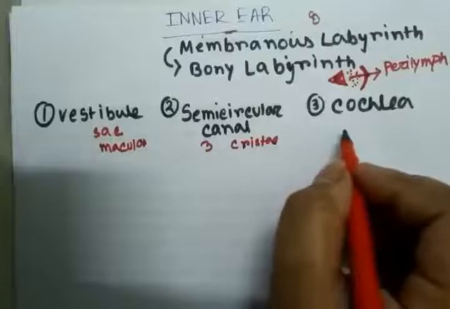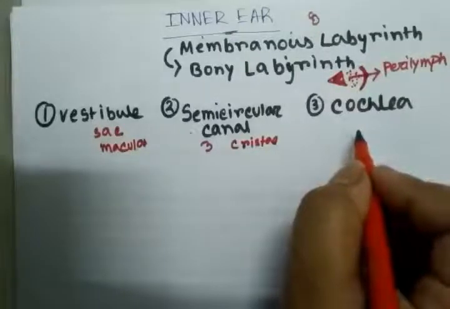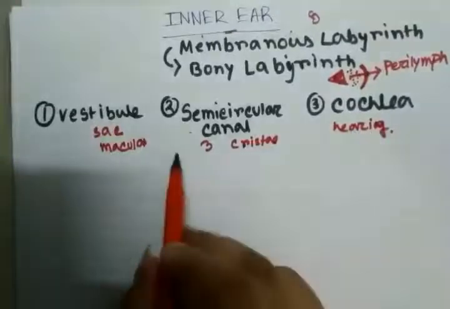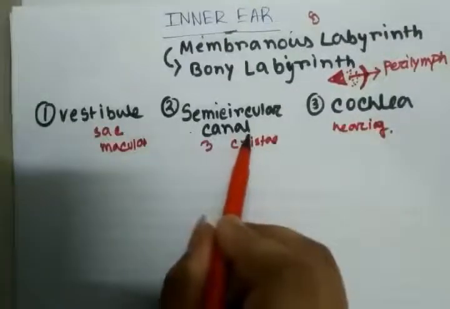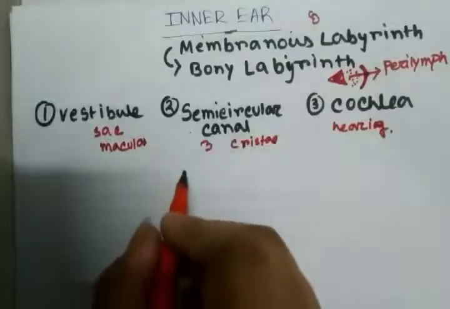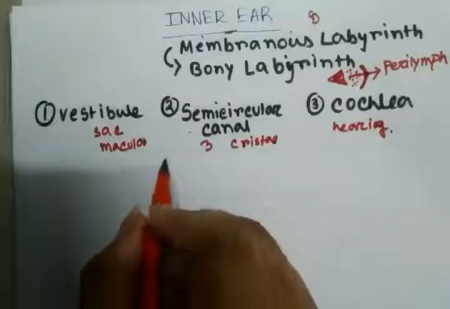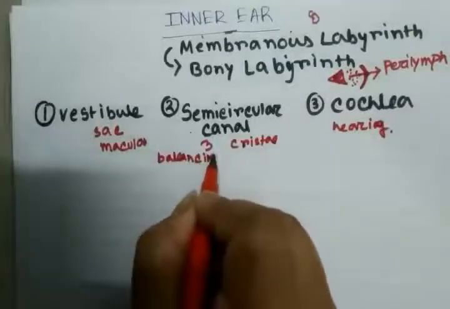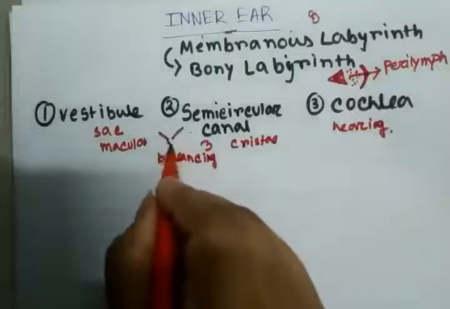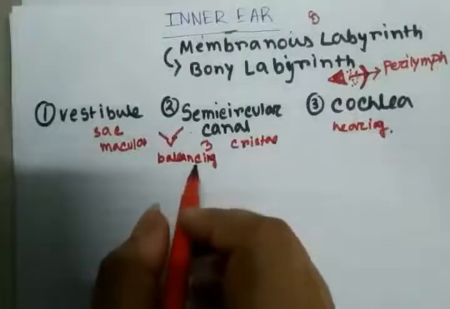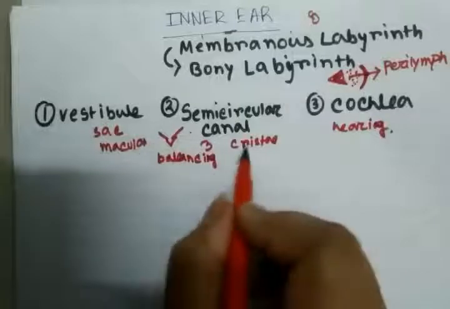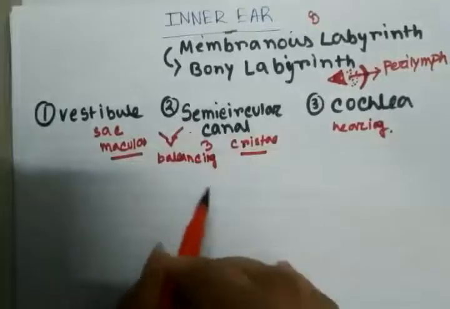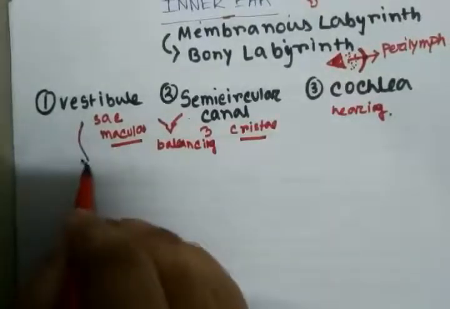And the cochlea is the part which is responsible for hearing. The vestibule and the semicircular canal help in balancing and also the equilibrium of the organs. So these two parts help in balancing, mainly the macula and the crista help in balancing. So now come to the vestibule part.